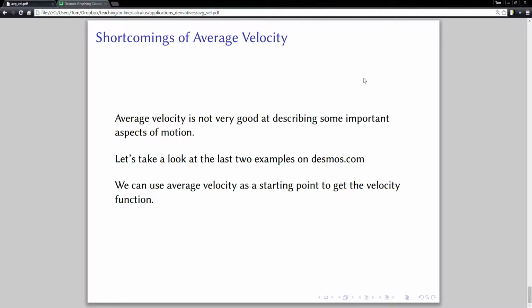And in the next video, that's what we're going to talk about. How do we use the average velocity formula to get the velocity at any point in time, not just from one time period to another?